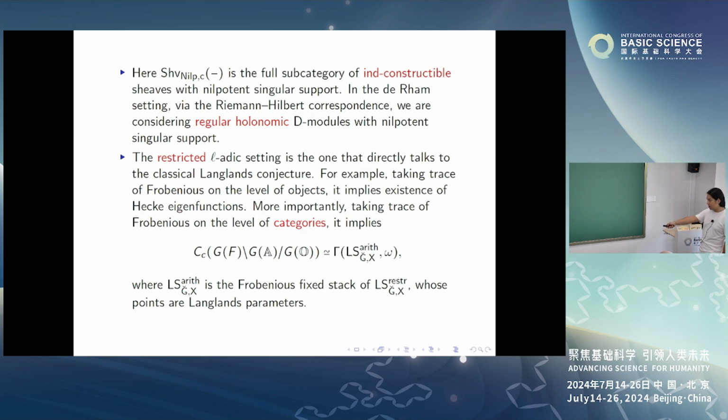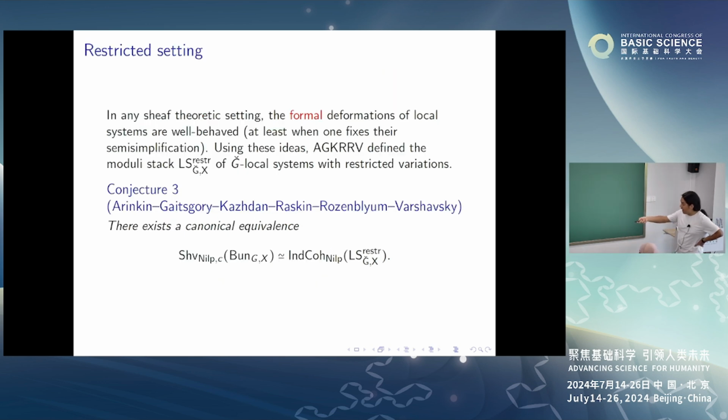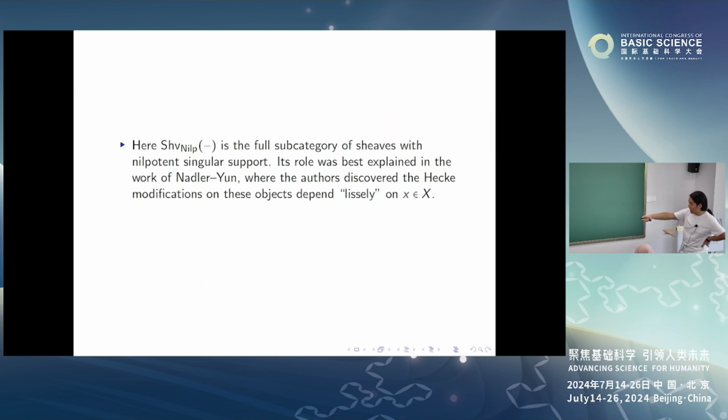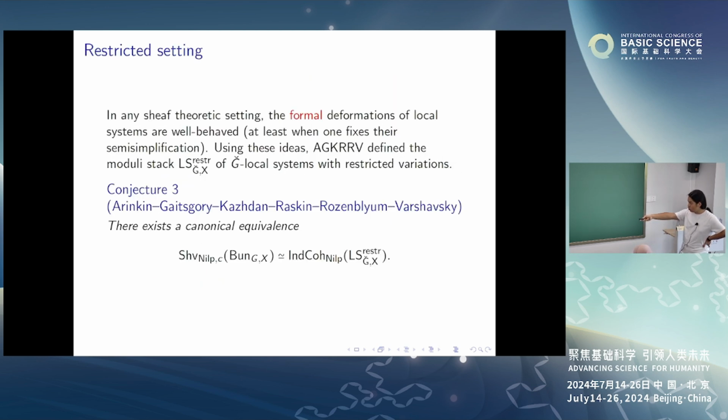Namely, you can consider a certain operation called taking the trace of Frobenius on the level of categories. And on this automorphic side, it will produce the vector space of automorphic functions with compact support. So you will actually get the thing you want in classical Langlands theory. However, if you work with other categories, you will not get this. You really have to work in this restricted world to do this.